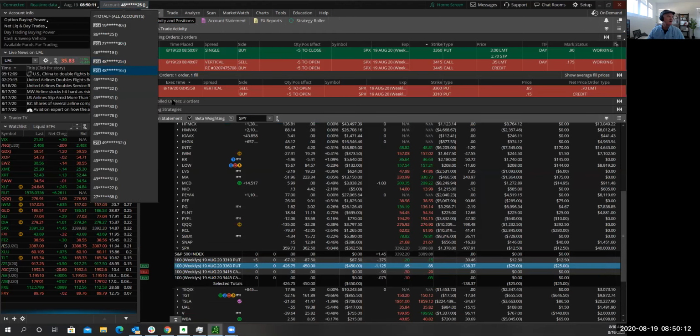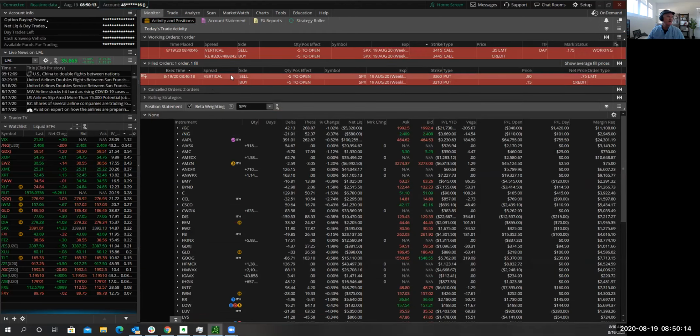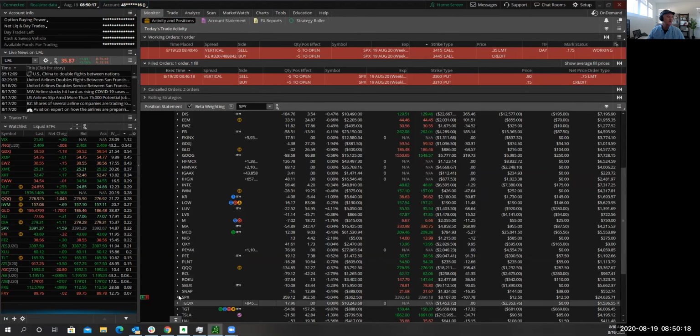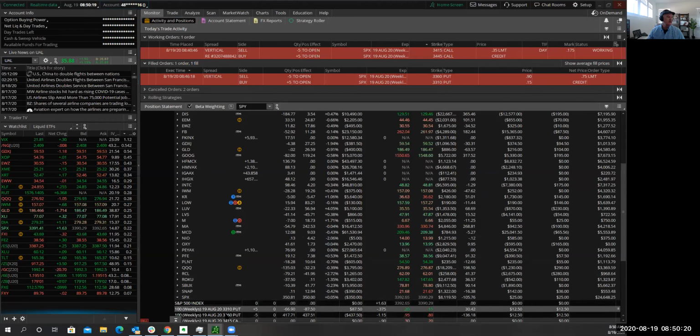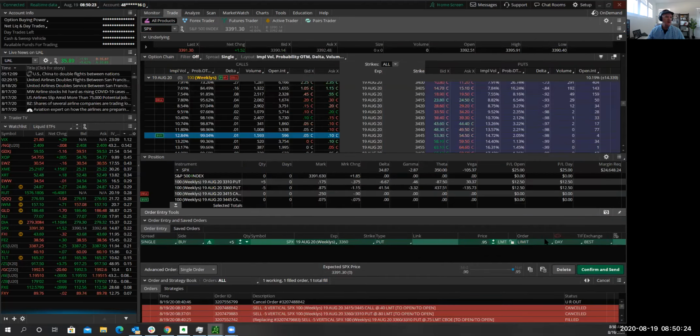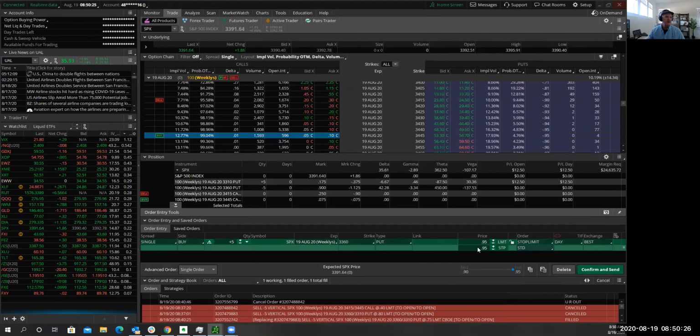I'll go to this third one, and it fired off, it filled. So I'll go to SPX, the short side, create closing order, stop limit, $2.70, $3.